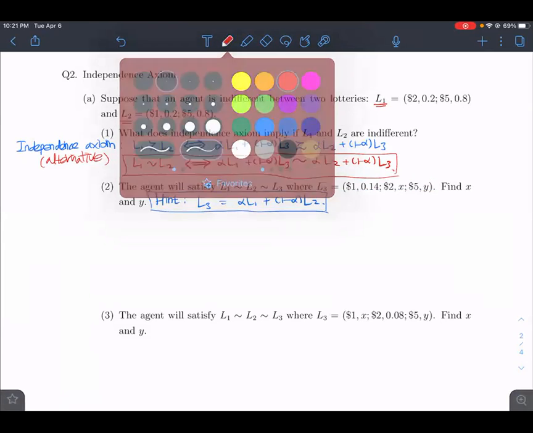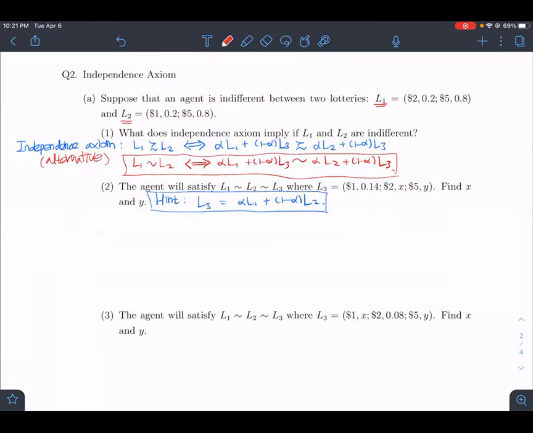So using the hint, let us get L3: alpha L1 plus 1 minus alpha L2. Let us get the resulting compound lottery using the reduction of compound lotteries. We have three different outcomes, 1, 2, and 5. Let me write them here. Maybe I need a large space.